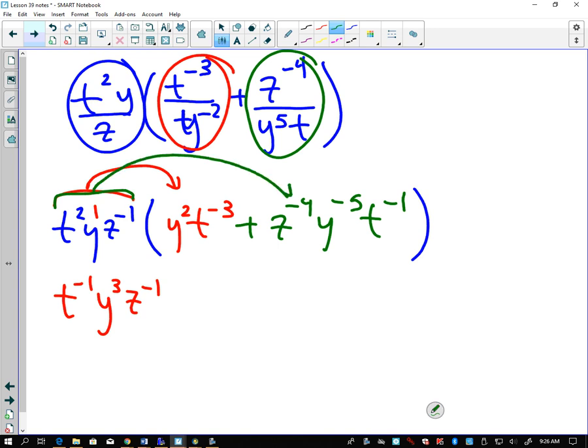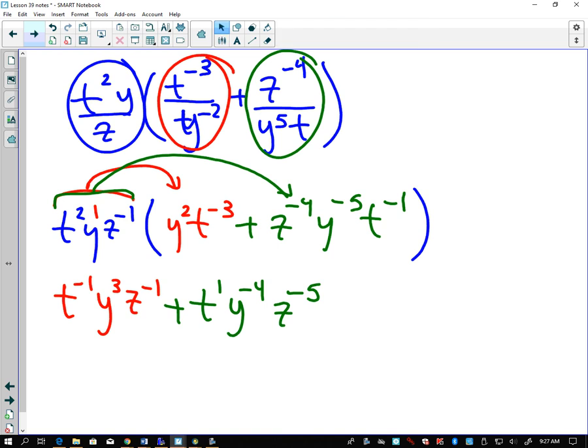Now we're going to come over here. Plus t to the what? T to the first, because 2 plus negative 1 is 1. I'm going to get y to the what? Y to the negative fourth, because 1 plus negative 5 is negative 4. I'm going to get z to the negative fifth, because negative 1 plus negative 4 is negative 5.